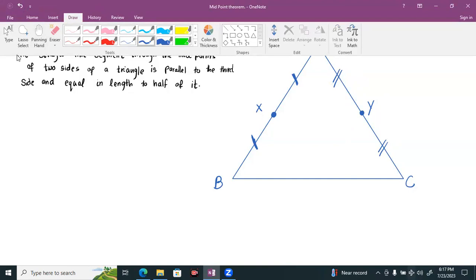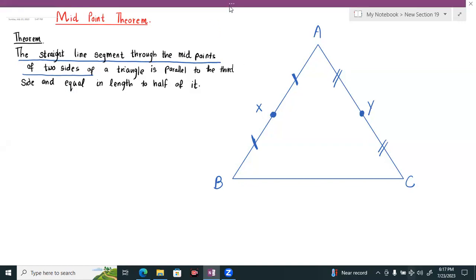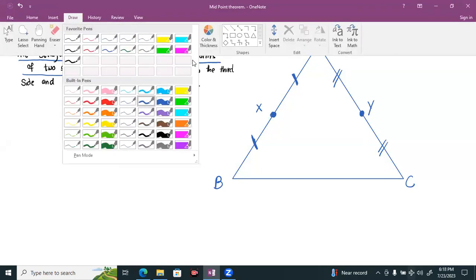That is the first thing. Then in the midpoint theorem, it says that the straight line segment through the midpoints of the sides, okay, the straight line segment through the midpoints of these two sides, or we can say the straight line segment which joins the midpoints of two sides of a triangle. Okay, we can say it like that.